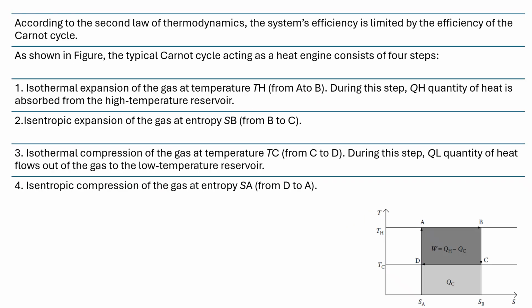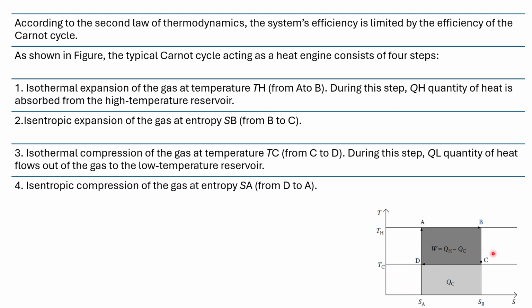According to the second law of thermodynamics, the system's efficiency is limited by the efficiency of the Carnot cycle. As shown in the figure, the typical Carnot cycle acting as a heat engine consists of 4 simple steps. The first one is the isothermal expansion of the gas at temperature TH from A to B. During this step, the quantity of heat QH is absorbed from the high temperature reservoir. The second step is from B to C, which is the isentropic expansion of the gas at entropy SB.